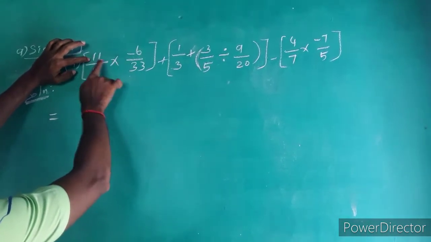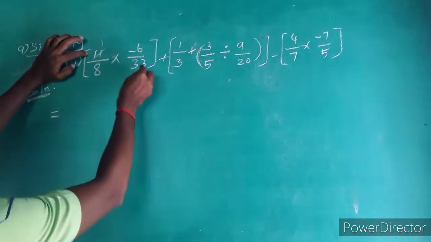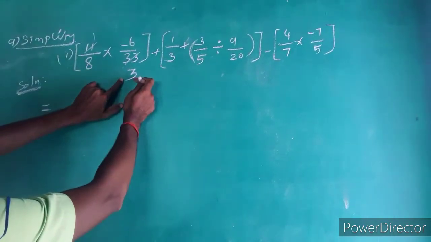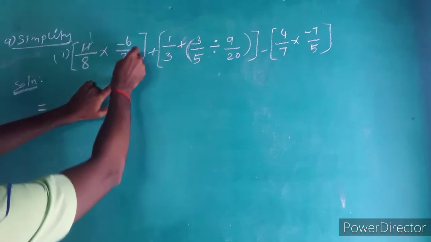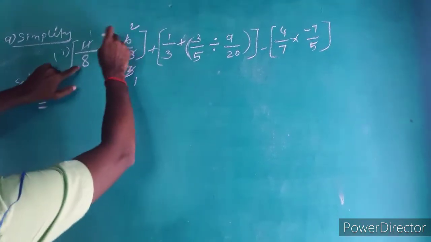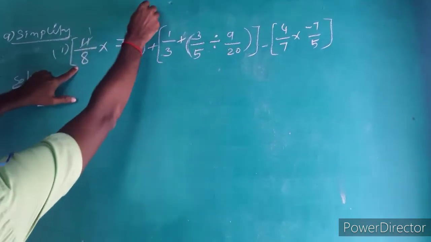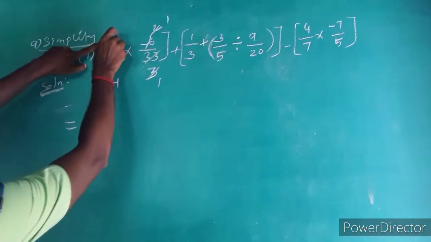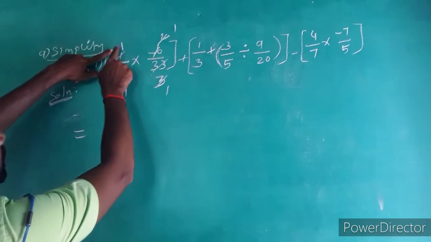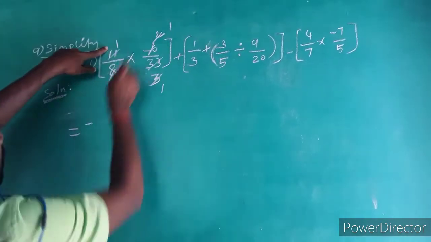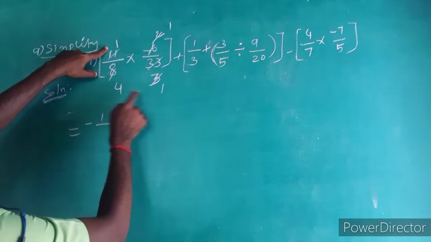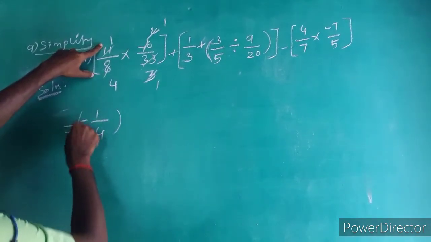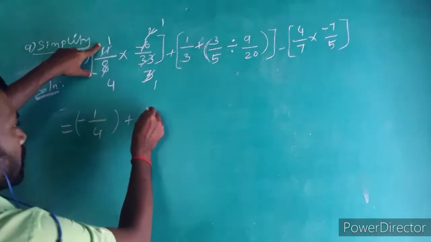11 and 33 cancel cross-wise: 1 times, and 3 times. Next, 3 and 6 cancel: 1 times, and 2 times. Next, 2 and 8 cancel: 1 times, and 4 times. Therefore this number is 1. Minus into minus is plus, so 1 ones are 1, and 1 fours are 4. This is the first bracket value. Next, the second bracket value.